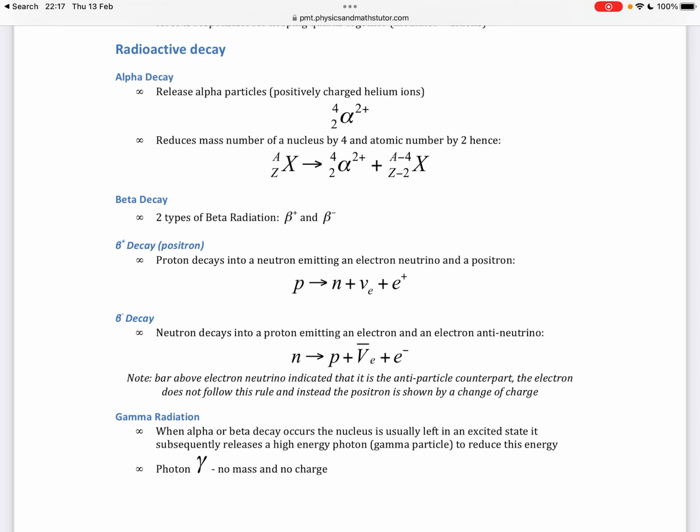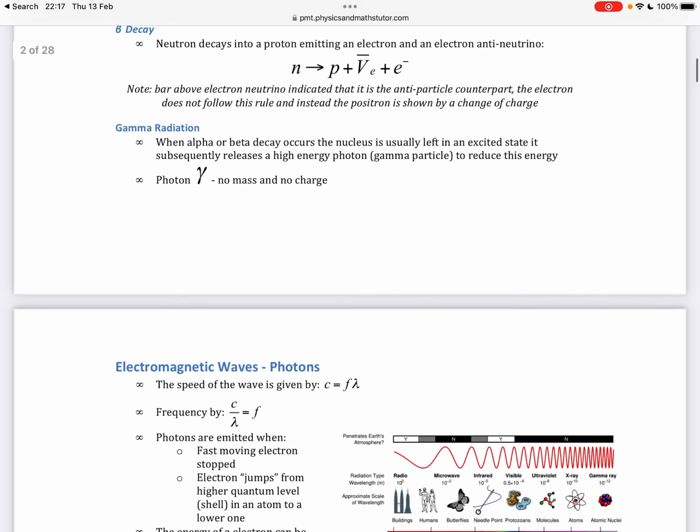The beta decay has 2 types of beta radiation, beta positive and beta negative. In beta positive decay, which emits a positron, a proton decays into a neutron, emitting an electron neutrino and a positron. In beta negative decay, a neutron decays into a proton, emitting an electron and an electron antineutrino. Note that the bar above the electron neutrino indicates that it is the antiparticle counterpart. The electron does not follow this rule, and instead the positron is shown by a change of charge.